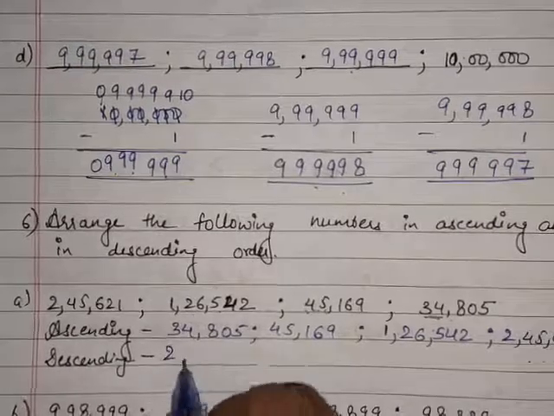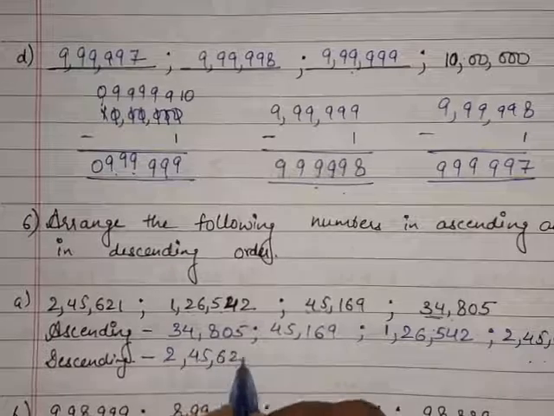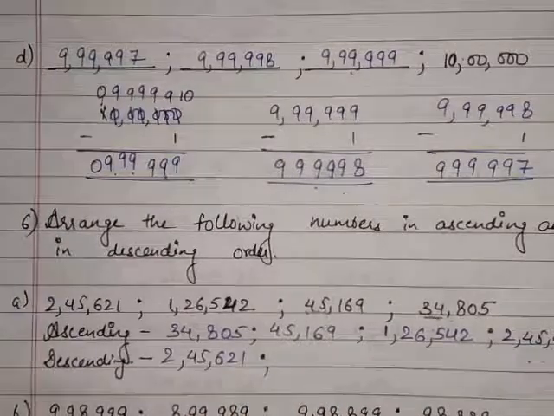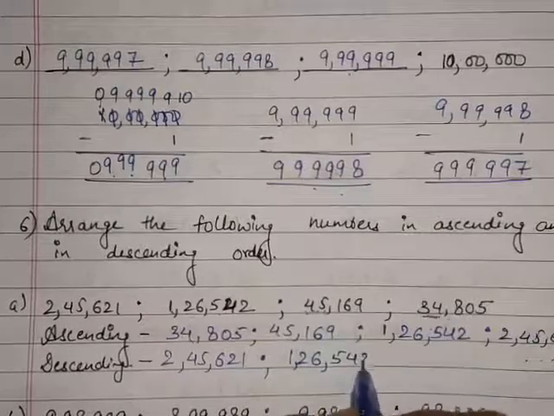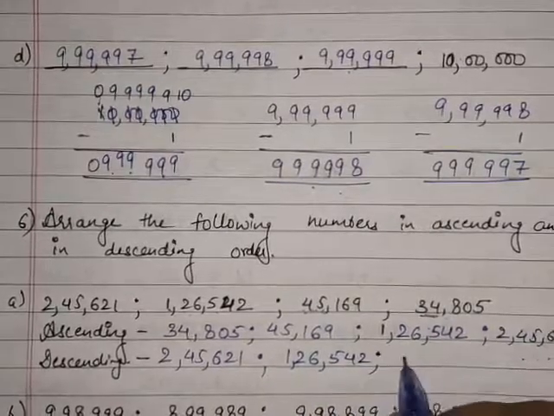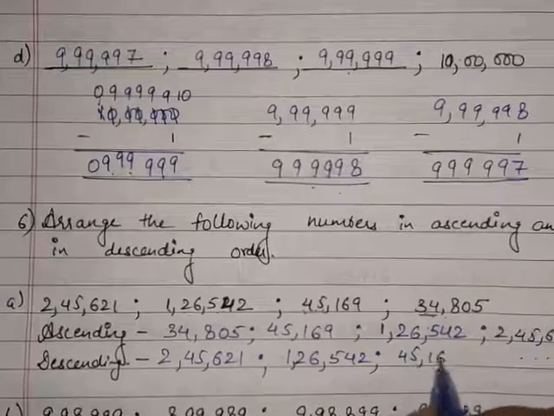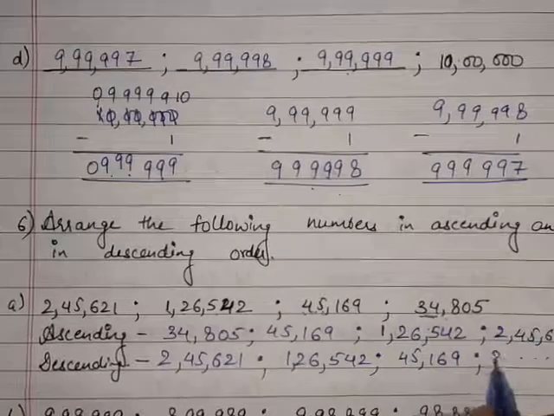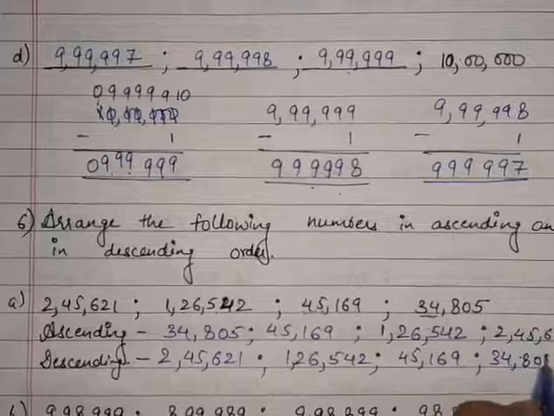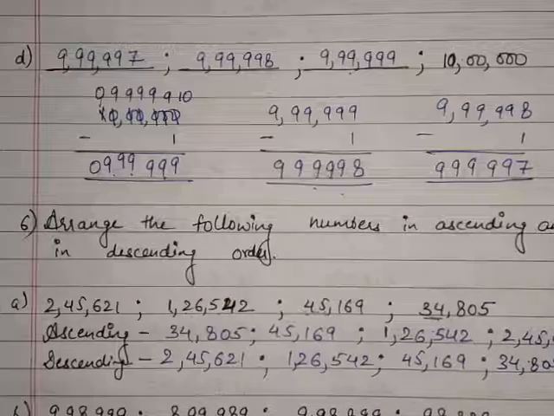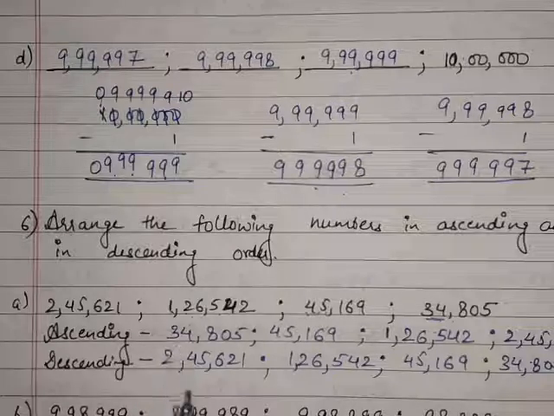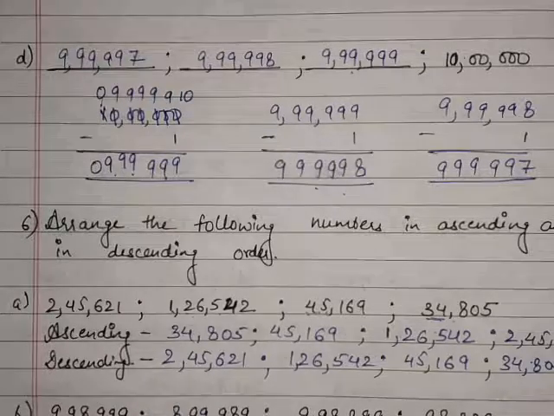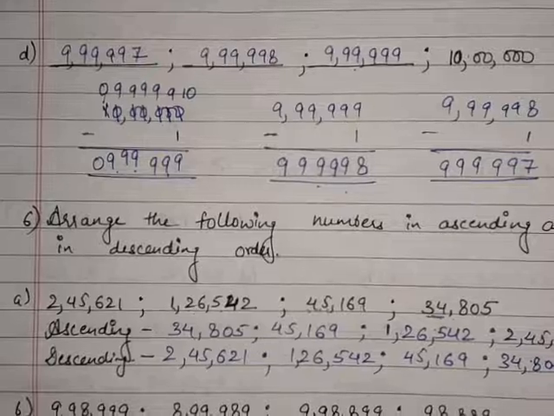See, 2,45,621 will be the greater. Then which is greater? 1,26,542. Then which digit is greater? 45,169. Then 34,805 is greater. Okay, in this way we can write the opposite of ascending order in descending order. So we will write the number arranged in descending order.